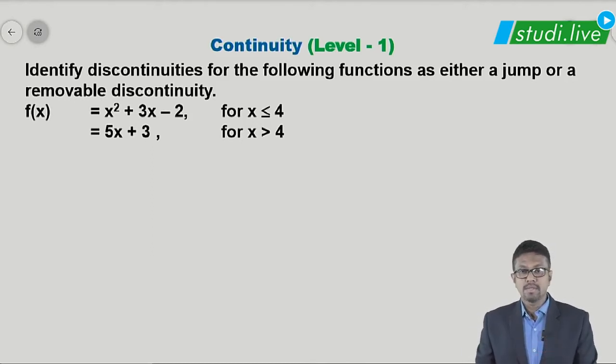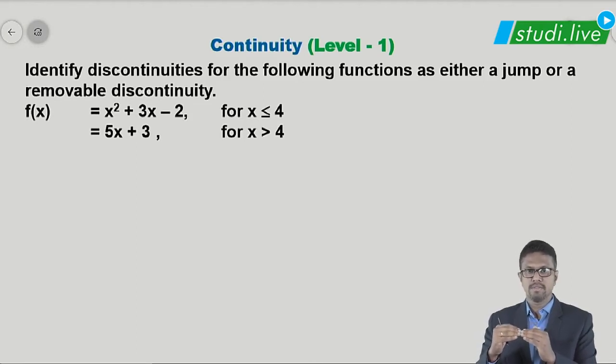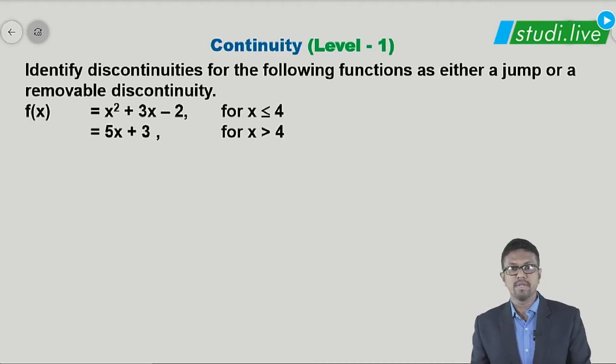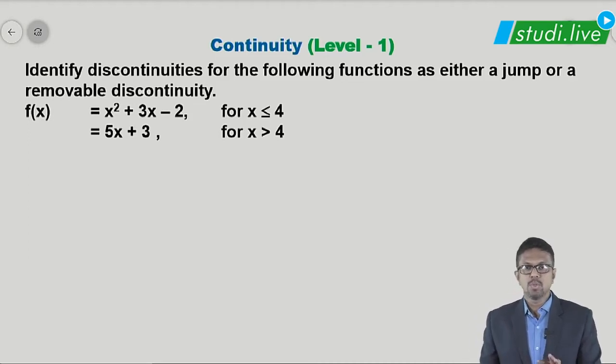A discontinuity can be removed if the limit values exist, okay. So if both the left hand and right hand limits are coming at that same point and giving the same answer, then we can say that the discontinuity can be removed, or it is having a removable discontinuity. So that is what we have to discuss over here. So identify the discontinuities as either a jump or a removable discontinuity.